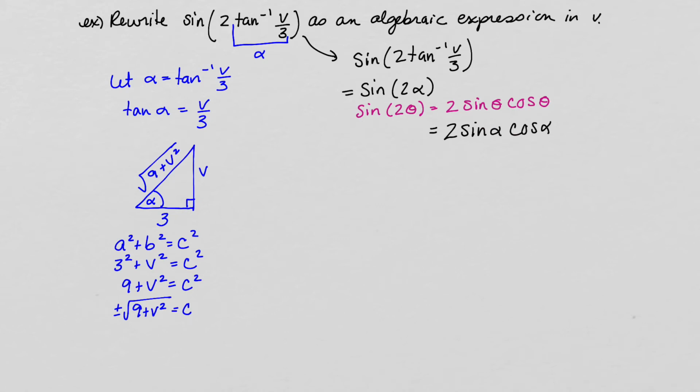And now off of my triangle, I can read the sine of alpha and the cosine of alpha. So I have 2 times the sine of alpha, which is v over the square root of 9 plus v squared, and the cosine is 3 over the square root of 9 plus v squared. So before I multiply that out, questions?